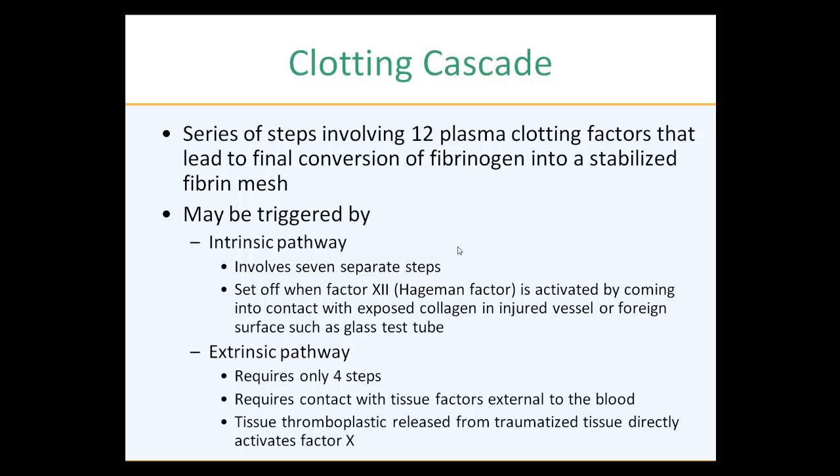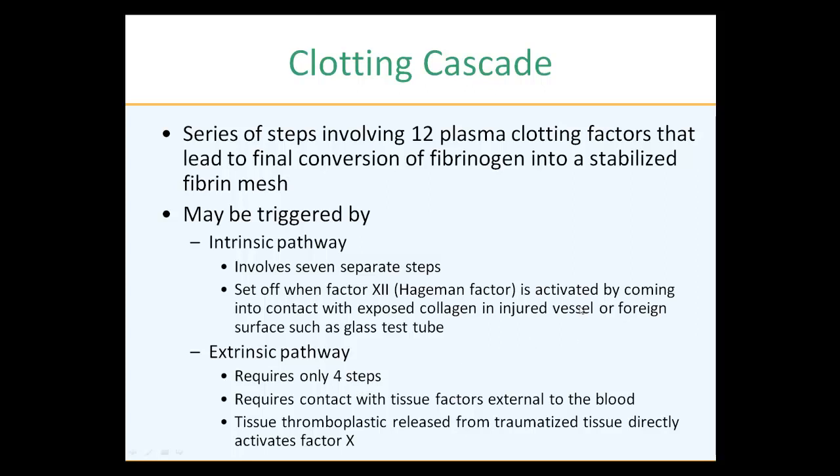from within the blood. If it's from within the blood cells themselves or the platelets themselves, we'll call that the intrinsic pathway. That's a little bit longer, so it will take 7 different steps for the blood clot to be completely formed. And it's set off by factor 12, which is the Hageman factor that's activated from becoming exposed to collagen, and this is coming from the platelets. Factor 12, Hageman factor, is coming from the platelet, and that will start the ball rolling.